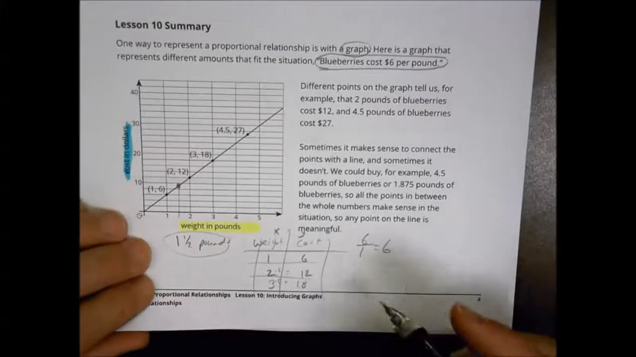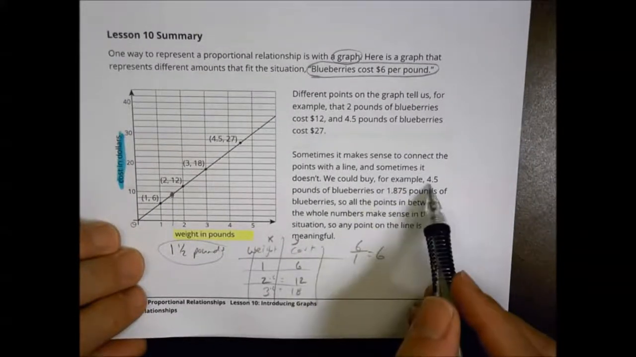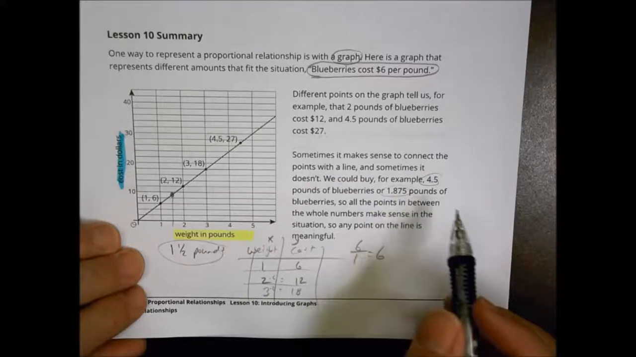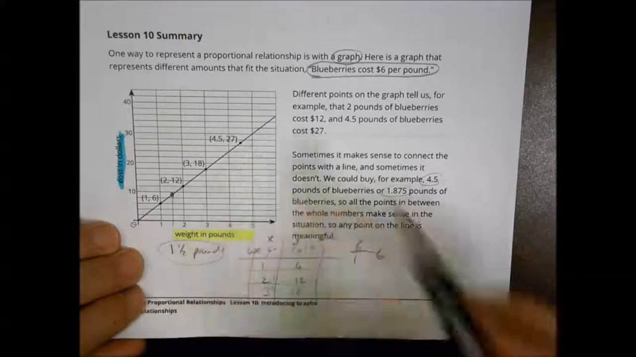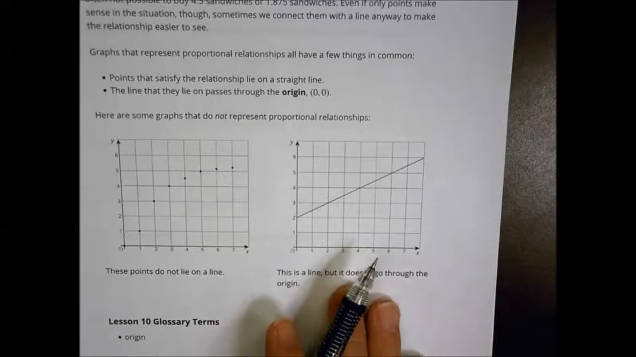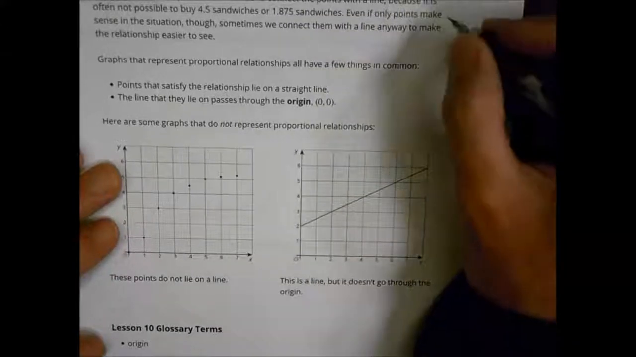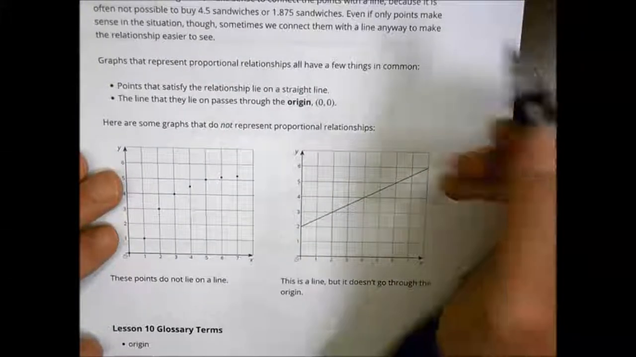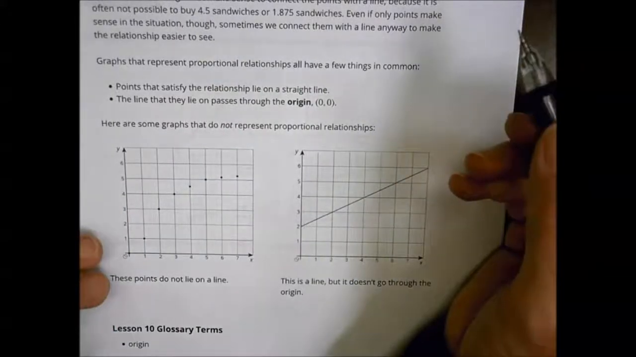Okay, so this says, for example, we could buy 4.5 pounds of blueberries or 1.875 pounds of blueberries. So all those points in between actually could exist. Okay, so that's kind of the cool part about today's lesson. Okay, and we also talked about discrete ones because you're making something like a sandwich, or before where you only have one, maybe you only have a price for 1 or 2.